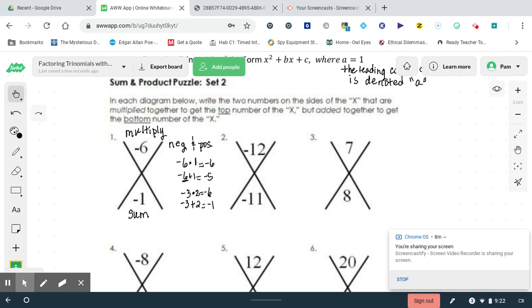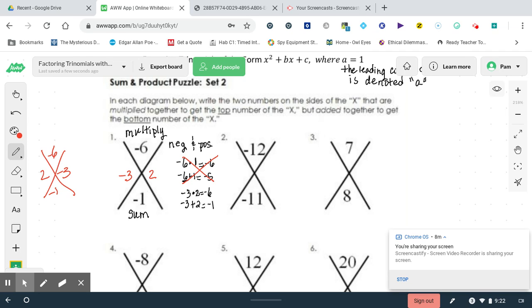All right, so definitely I'm going to mark out this. That didn't work. So I know -3 times 2 is -6, but -3 plus 2 is -1. So the numbers on the sides of the x are -3 and 2. Now I could have written it like this. I could have put 2 and -3. Where you place the numbers, in what order you place the numbers on the sides of the x, it doesn't matter. Okay? You just place the numbers on the sides of the x.